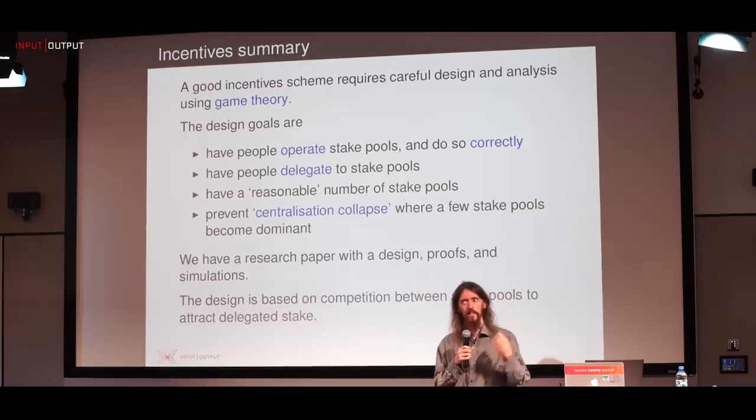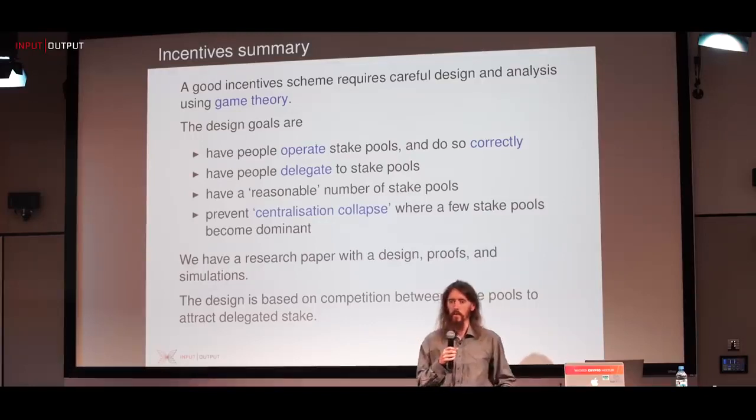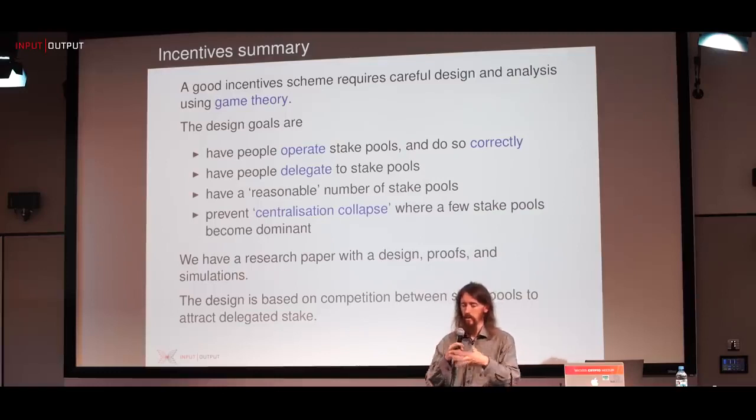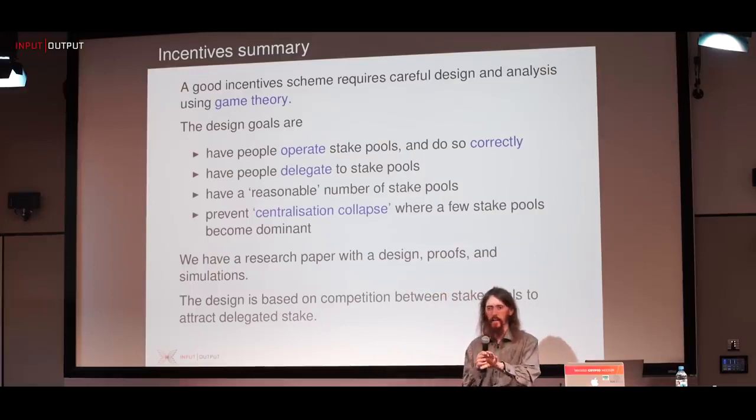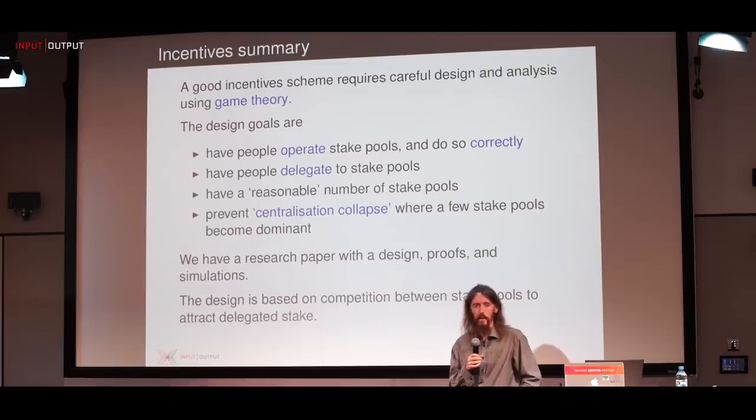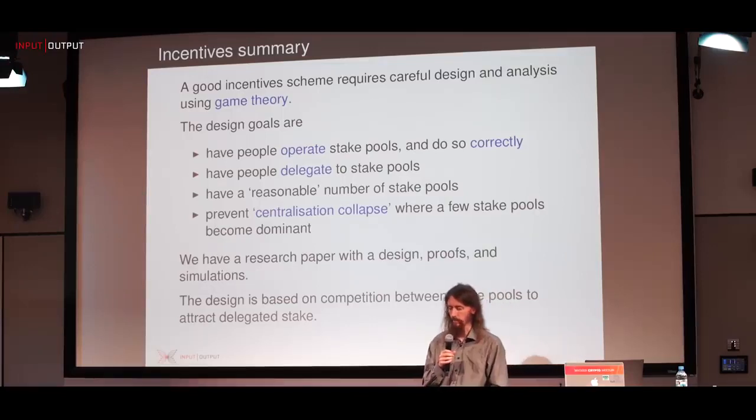But trying to show that that incentive scheme has the outcomes that you want, that is hard. That's where you require game theory to say the Nash equilibrium, or the stable equilibriums, of this game are the kind of outcomes that we want and not the kind of outcomes we don't want. So I won't go through exactly how that incentive scheme works, but I'll give you the goals and a very quick intuition, and you can ask me afterwards if you've got lots of questions about it.